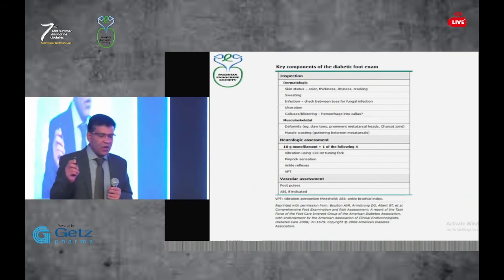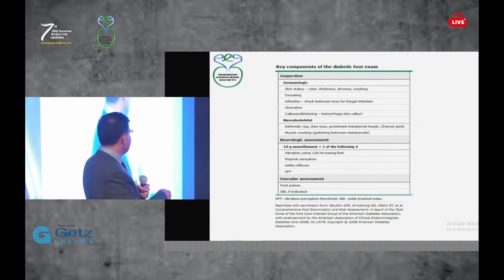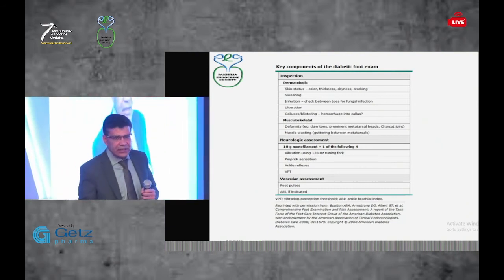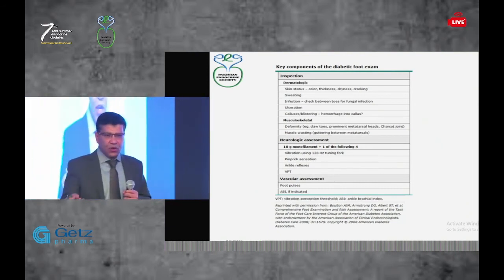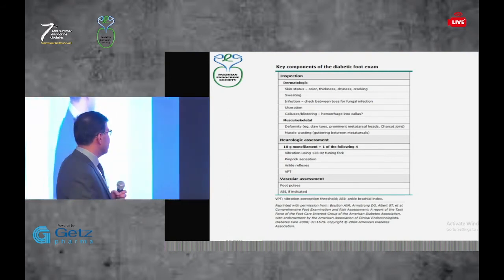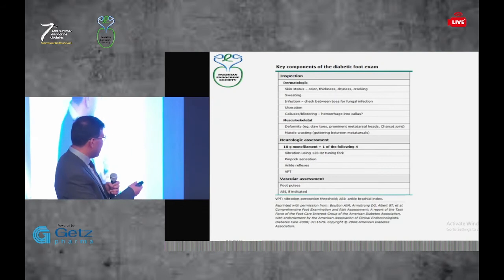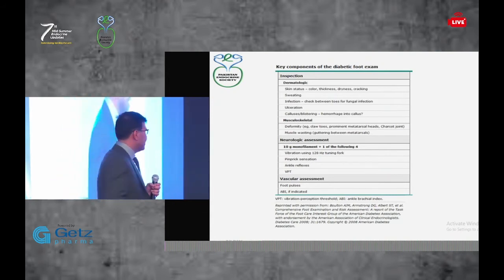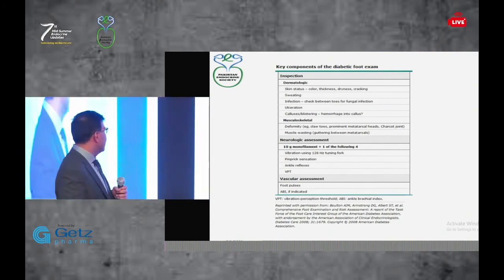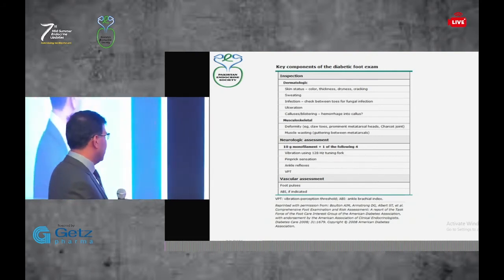The key component of the diabetic foot exam is the inspection, which we will discuss later. Look for muscular deformity, that is hammer toes, claw toes, and Charcot joints. And neurological assessment is very important in these patients, using the 10-gram monofilament, plus or minus any one of the following: vibration using a 128 hertz tuning fork, pinprick sensation, ankle reflexes, and vibration perception threshold.